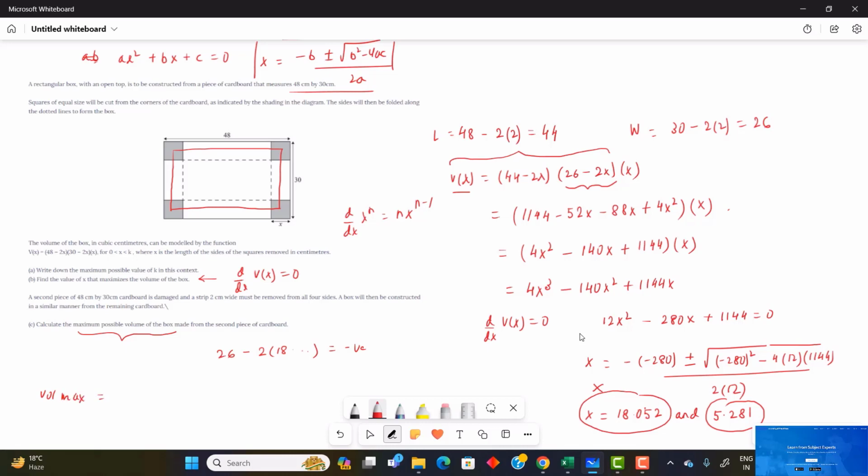So the new maximum volume is equal to 44 minus 2 times 5.281, times 26 minus 2 times 5.281, times 5.281. If you calculate this using a calculator, you're going to get 2726.13. So this is the maximum possible volume for the new formula that we got after cutting out a piece of 2 centimeter from all the edges.